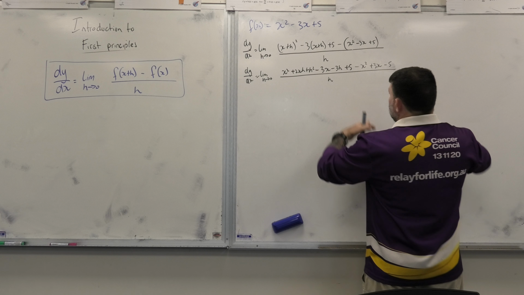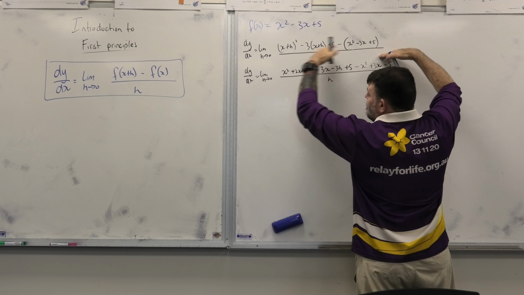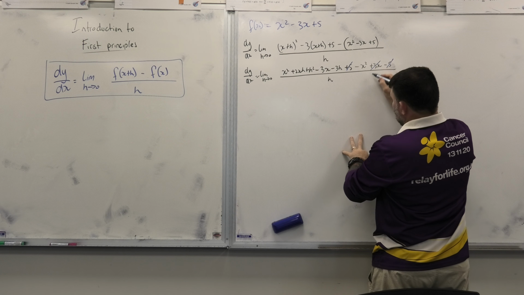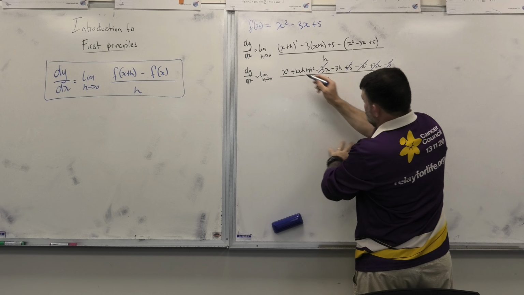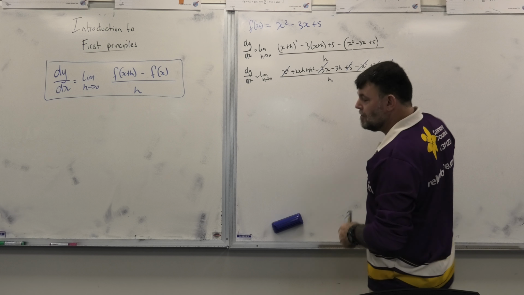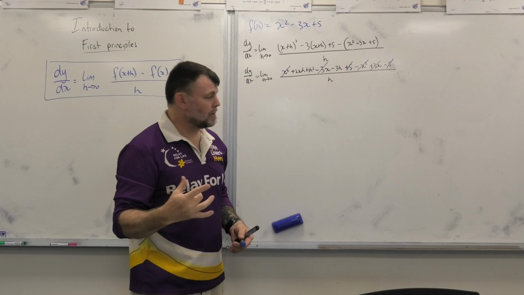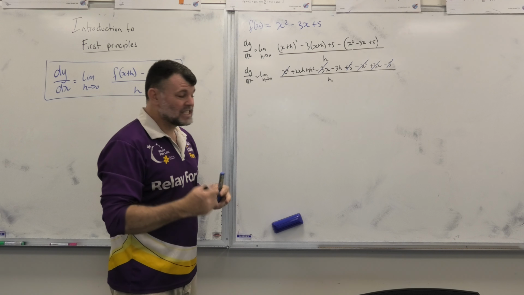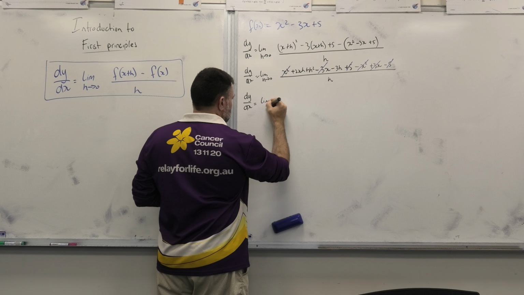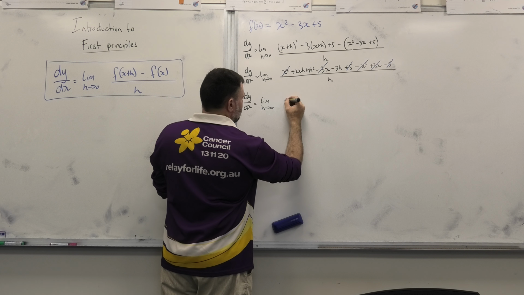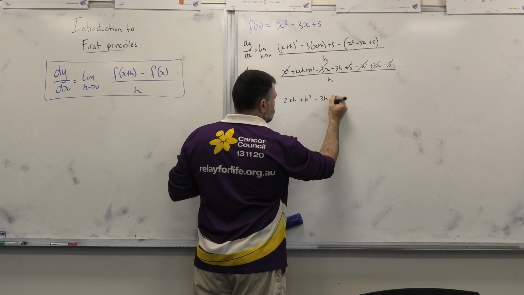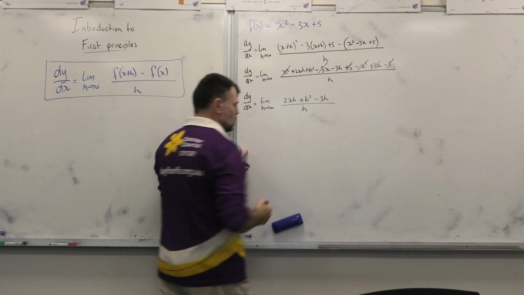We now want to see if we can cancel out all of our f of x from the left-hand side. Well, negative 5, positive 5. Positive 3x, minus 3x. Minus x squared, positive x squared. Because I've been able to cancel all this down, I know I have fulfilled that first checkpoint. So let's write the next line down. dy dx is equal to the limit as h approaches 0 of 2xh plus h squared minus 3h all over h.